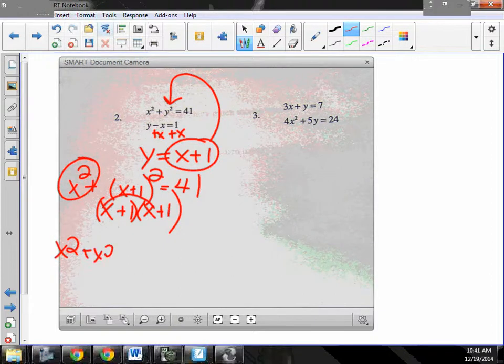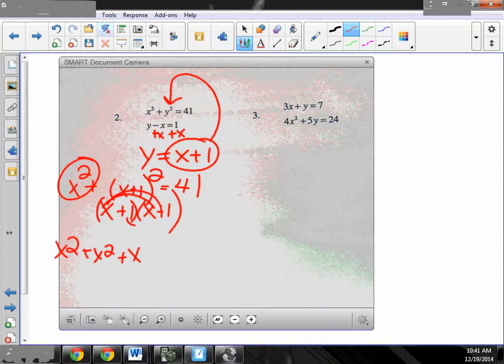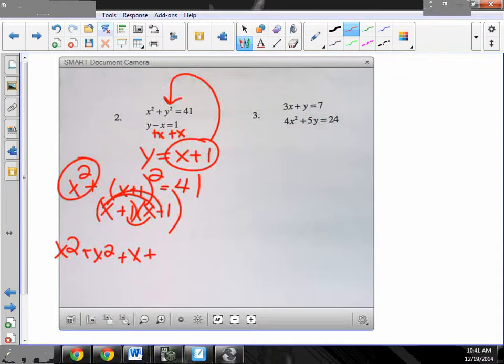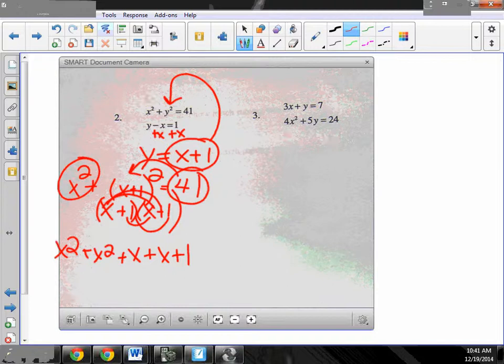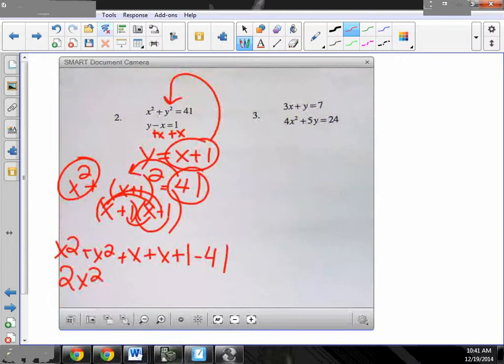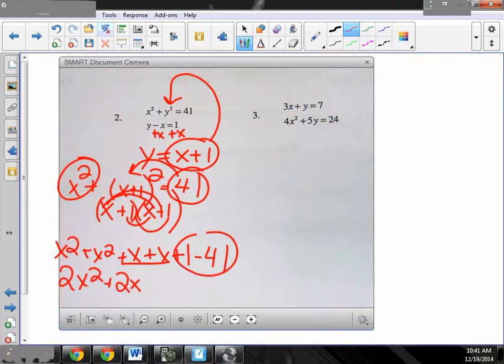Plus x squared. What does that give me? Plus x. What does this give me? X again. What does this give me? 1. And then I need to move this over. What would 41 be on the left side? Negative 41. Now I simplify. What do I have for my x squared term? 2x squared. What do I have for my x term? 2x. And then this is minus 40.